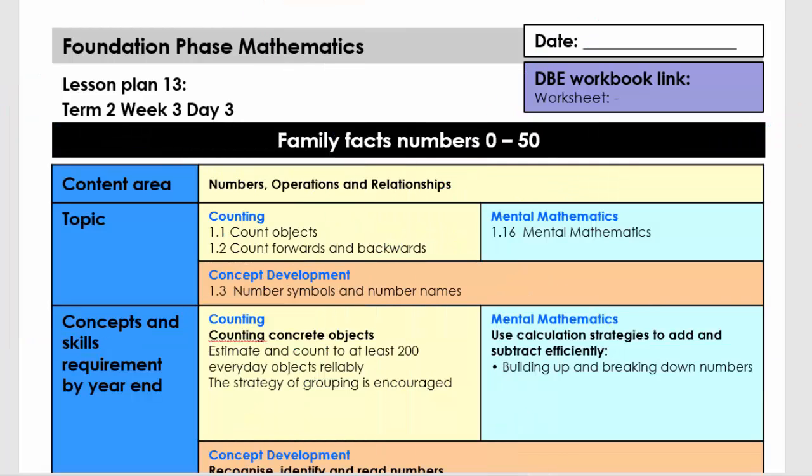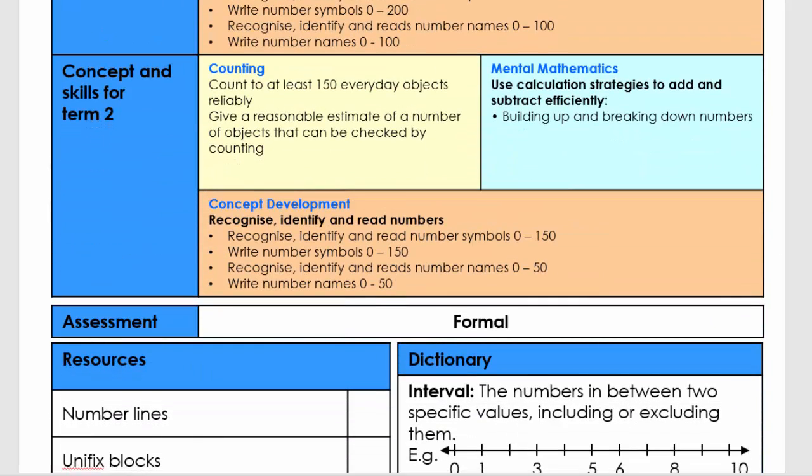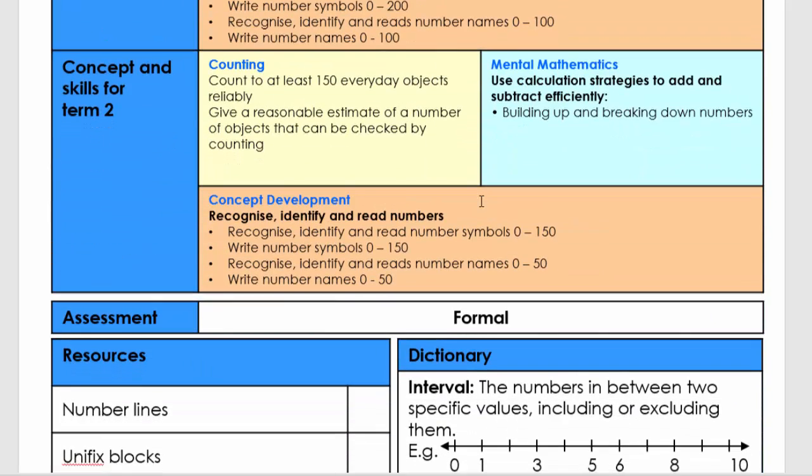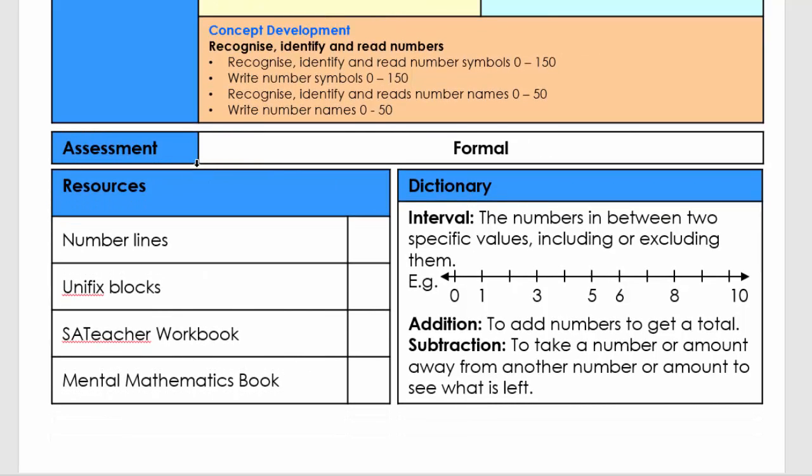Good day, everybody. Today we're going to do lesson plan 13, grade 2, term 2. And the topic is family facts numbers 0 to 50. You will see then the link to the CAPS curriculum, and then you need to pause here so you can prepare the resources. And then you have the dictionary words that you as a parent or the teacher need to study to make sure you understand these words before starting the lesson.